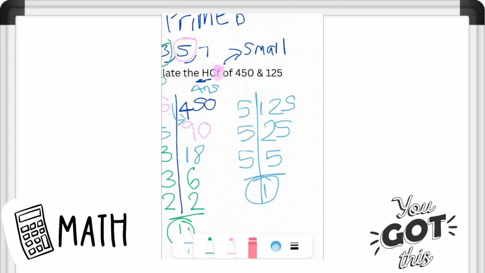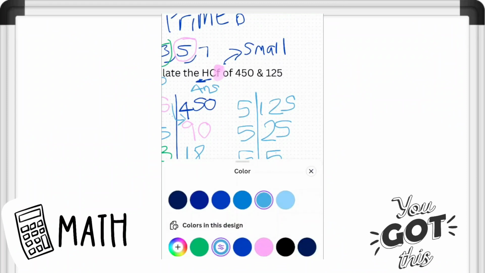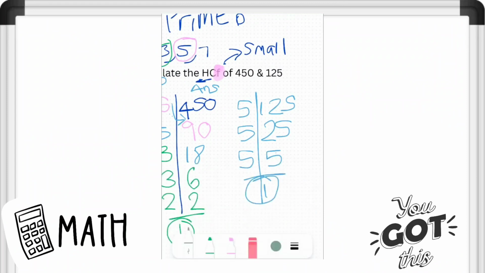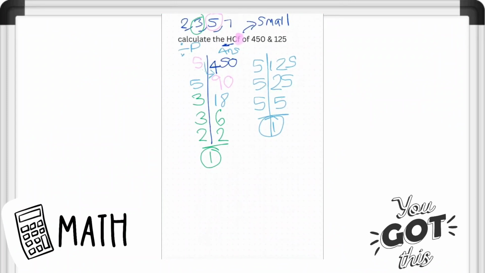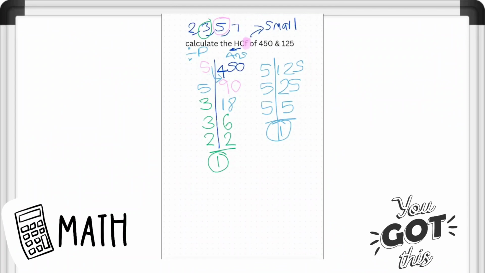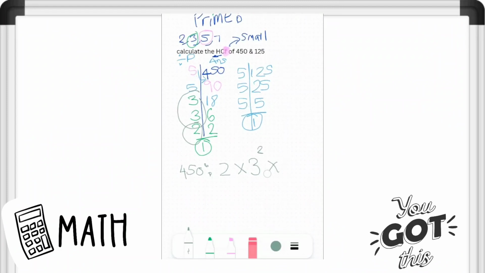Now, this is not the end. So this means I now have to list them. You always list prime factors. So let's start with 450. The answer for 450 was, let's start with the smallest one, 2 times, how many 3's do I have? I have 3 squared, because I have 2 of them. And then I'm going to times it by 5 squared.